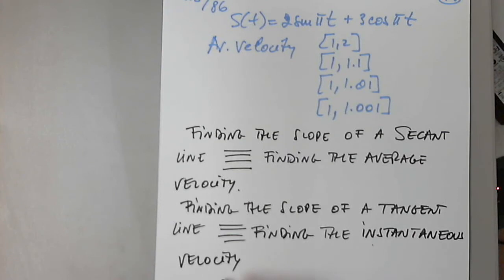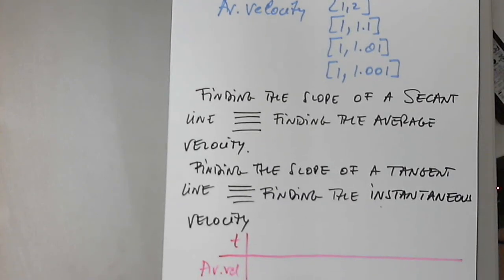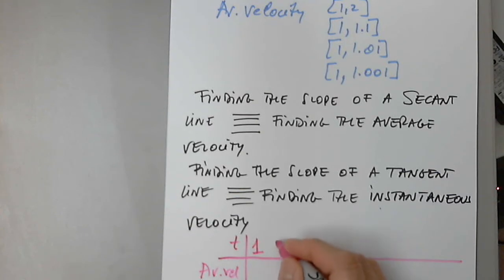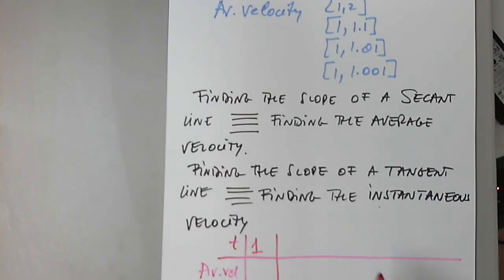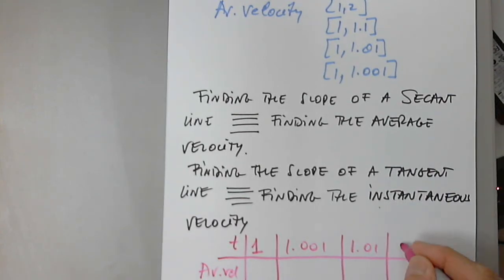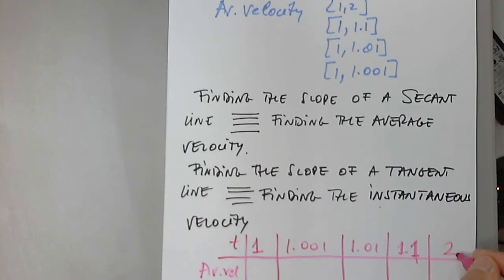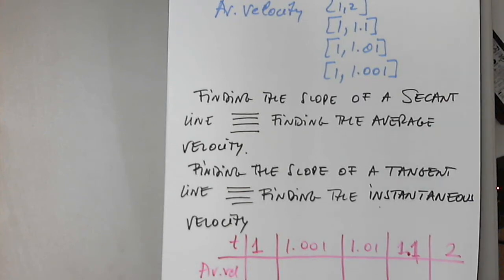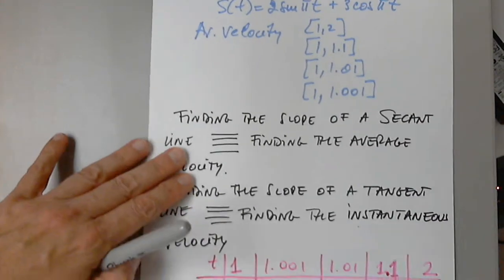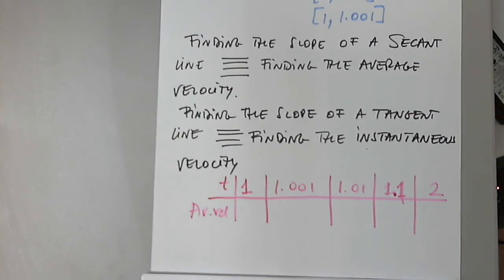Okay, so let's create our table again. Average velocity, which would have been the slope of the secant line, the same thing. 1, 1.001, 1.01, 1.1, and 2. Can anyone give us the formula for the average velocity?